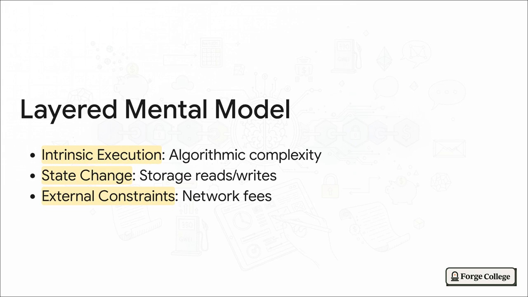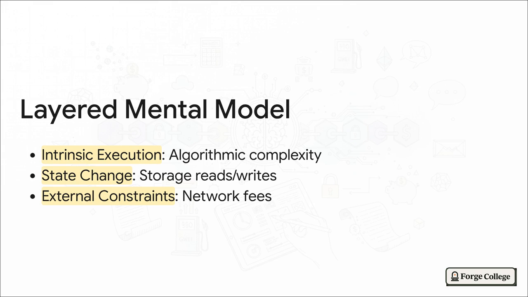I love comparing this to shipping a physical package. First up, you have intrinsic execution. That's your algorithmic complexity. Think of it as the unavoidable base weight of the cardboard box. Next is state change, things like storage reads and writes. This is your structural warehouse rent, basically the cost of keeping your data on the network.